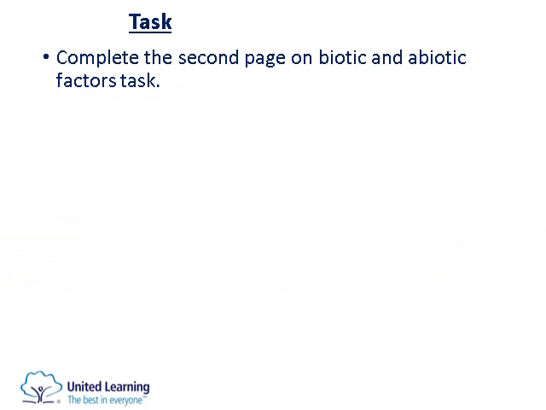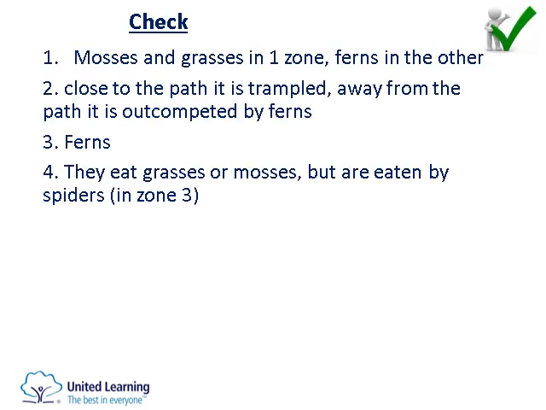So what I'd like you to do now, using the notes that we've just gone through, is to complete the second page of questions on the biotic and abiotic factors task. Pause it for as long as you need to as usual, and then we're going to go through the questions together on the next slide. So, please mark your answers and give yourself a mark out of 4. And the point of these questions is it's developing our understanding. We're now talking about zones within an ecosystem and not just talking about an ecosystem as a whole.